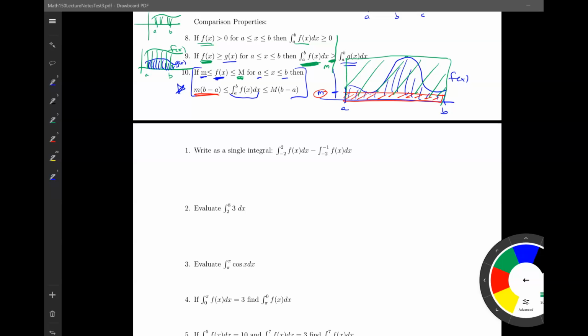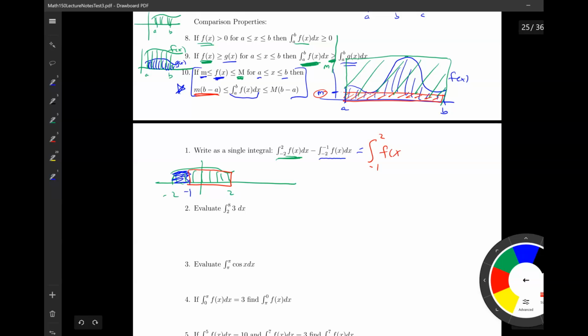Okay, so now let's use these properties that we just worked on. So if I have an integral from -2 to 2, representing, there's my f of x, there's my area, and I'm going to subtract off -2 to -1. So if I take this away, what am I left with? It looks like I'm left with the area between -1 and 2 under the function f of x.